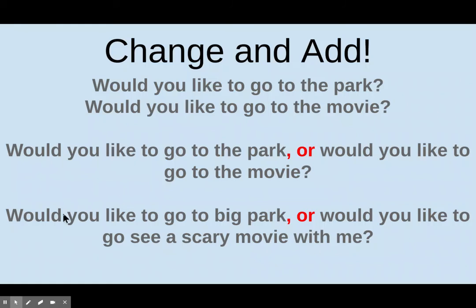Oop, I left out a word. Would you like to go to the big park? See, when I read it out loud, I need to put a the there. Or would you like to go see a scary movie with me? Ooh. Do you see how I put a little bit more right there to make it better?